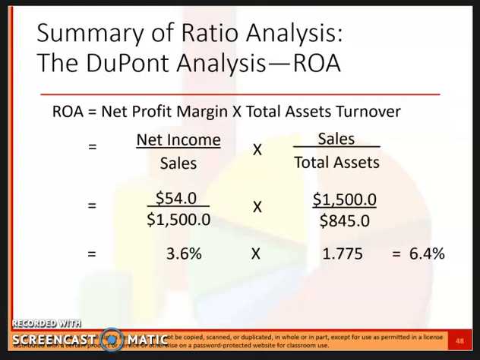So here we see that net profit margin is 3.6%, and we see that asset turnover is 1.8 basically. Multiply those two together, we get 6.4%, which is exactly what we got when we calculated ROA previously.